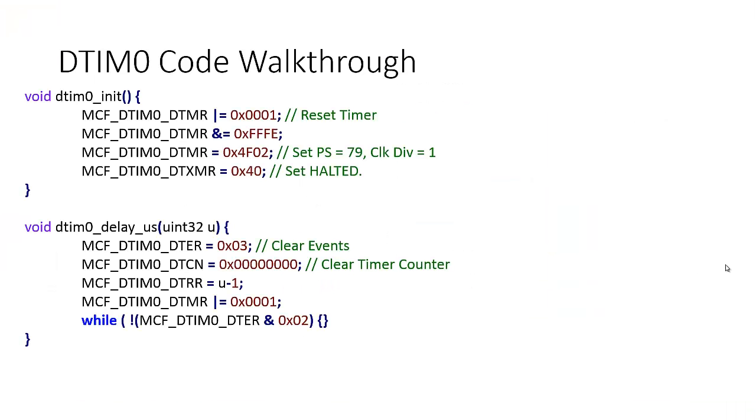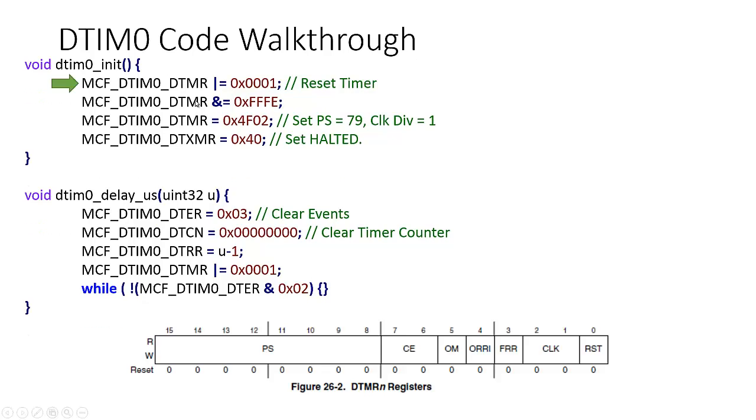Now that we know how the timer works, I want to walk through the code on how we make this thing actually work from software. So what we're going to do is look at the code that we generated in class, and step through and see how it affects the hardware specifically, right? First off, we're going to be looking at the DTMR register. This is the DMA Timer mode register.